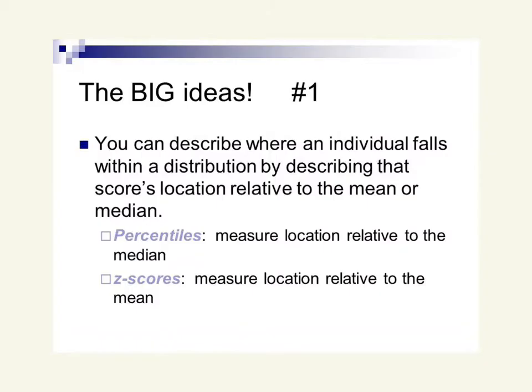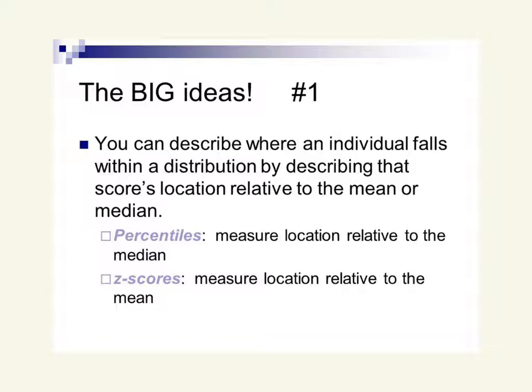Here we go. The first big idea that we want to cover from Chapter 2 is that you can describe where an individual falls within a distribution by describing that score's location relative to the mean or median. And this idea of relative standing will be something that we refer back to time and time again as we work throughout AP Stats. Now, there's two common measures that we will use to represent relative standing.